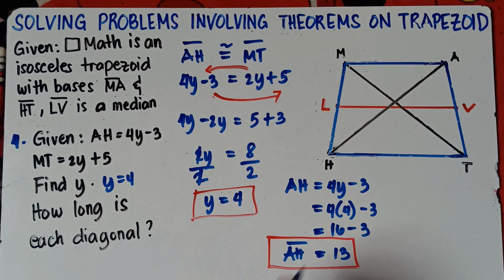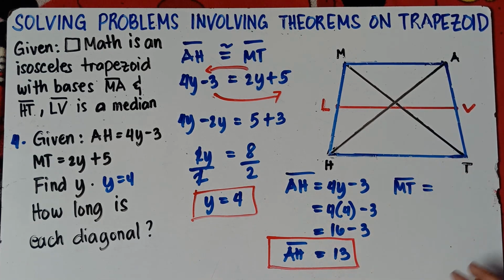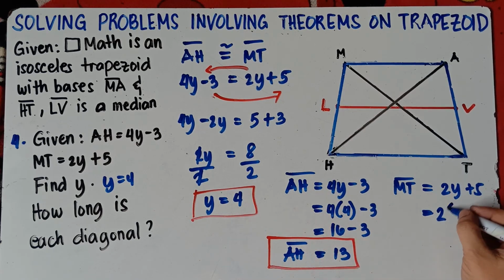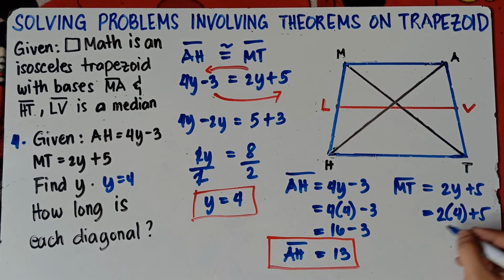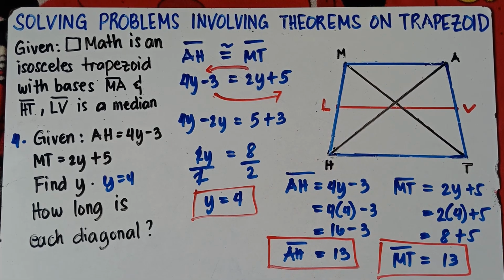Alright, let's find diagonal MT. MT should be 13 because diagonals are congruent. So let's just find MT. Line segment MT is equals to 2y plus 5. So this will be 2, then our y is 4. So 2 times 4 plus 5. 2 times 4 is 8, plus 5, that is 13. So diagonal MT is equals to 13. That's it, class. All set for this one.